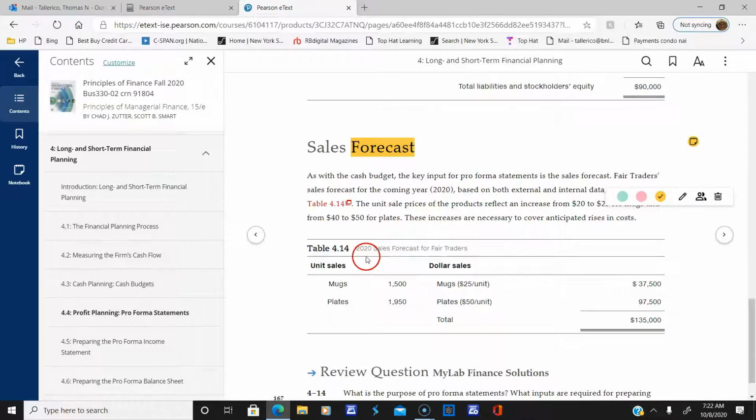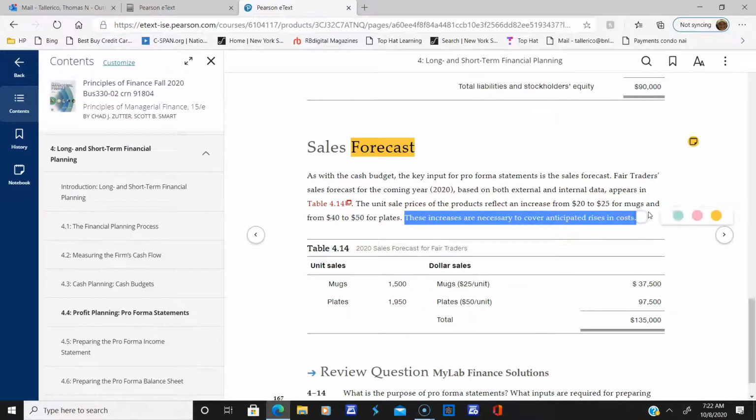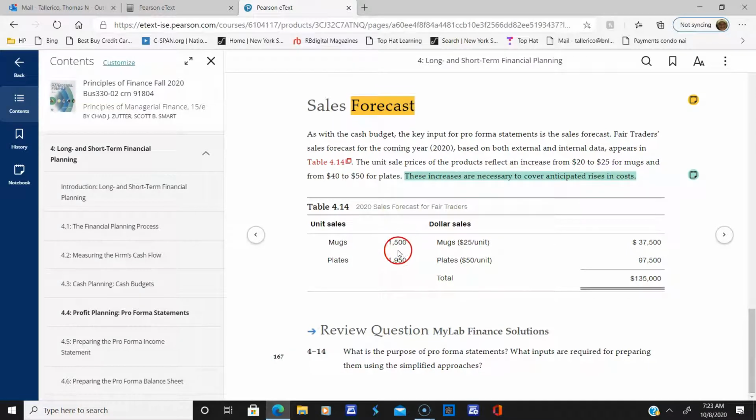So here's our forecast for Fair Traders. You're going to increase the price because of anticipated rises in your cost to buy raw materials, so you can see there's an increase in price here. And here's how many mugs and plates you forecast you're going to sell at the new price. So here's your forecasted sales total after I raise the price, but I still think I'm going to sell these many. So you do that.